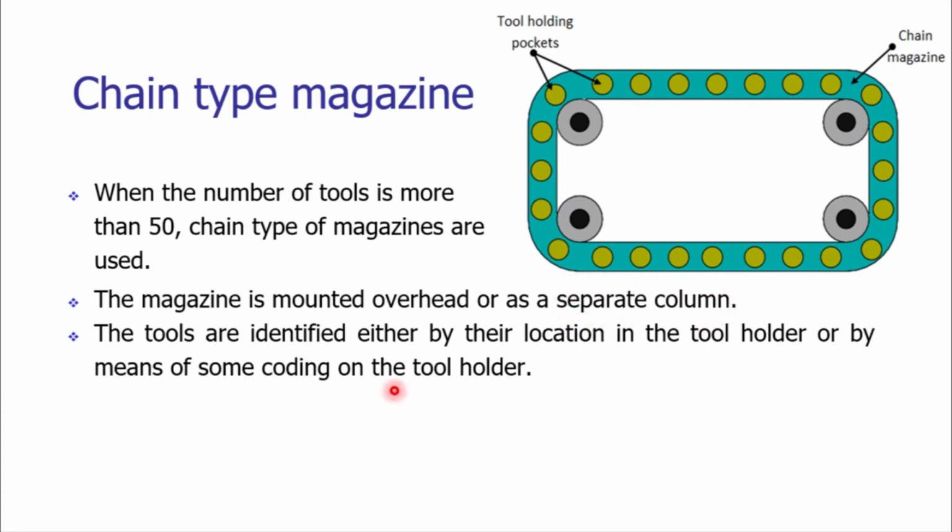There is a systematic coding that needs to be done for each and every tool in the chain magazine. The numbers are provided. The numbers are encoded in the automatic system that is designed to operate the chains in synchronization with the machine tool operation. So the machine control unit has to be programmed by taking into consideration the location and the tool number of the chain magazine.